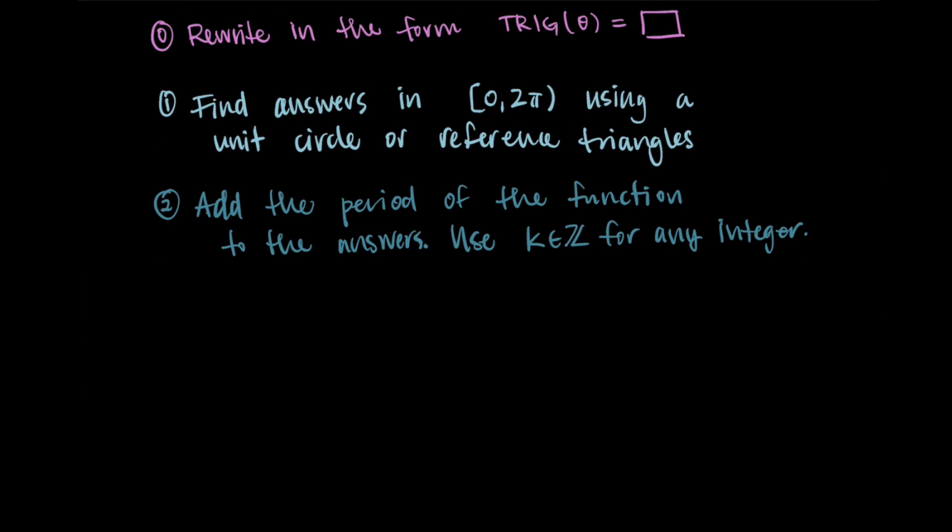We keep our next two steps where we find the first answers in the interval from 0 to 2 pi, so the first revolution, and we add the period of whatever our function is to our answers.